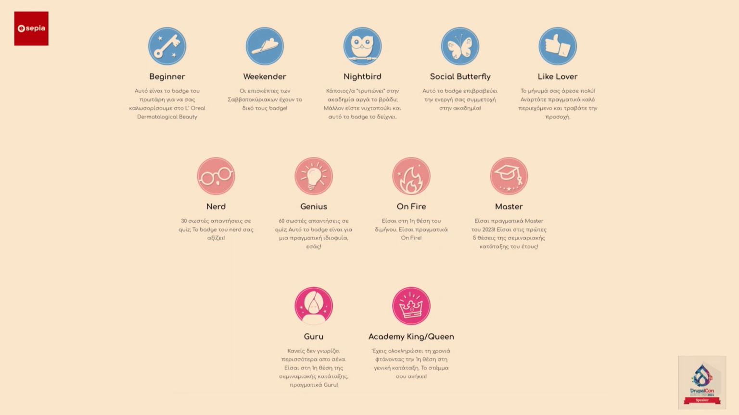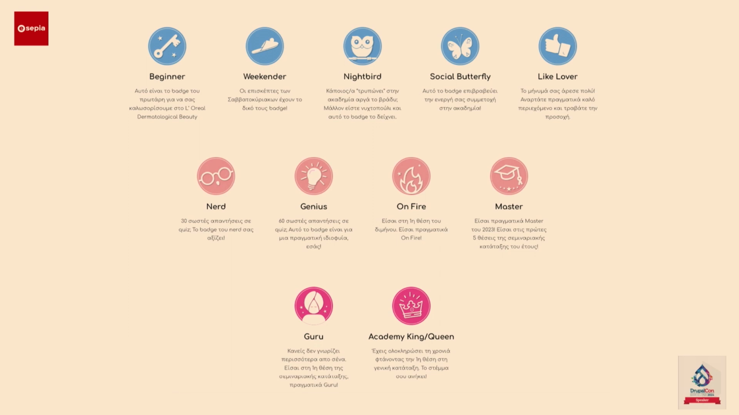So we have the beginner. You just have to log in, and you get this badge because you are a beginner. The second badge is the weekenders. We track the users that use the platform during the weekends, so we award them this badge. Nightbirds are the users that use the platform during late hours. Social butterfly is for the people that interact in the social feed, post there or share comments. And the like lovers are the people that click the like button a lot.